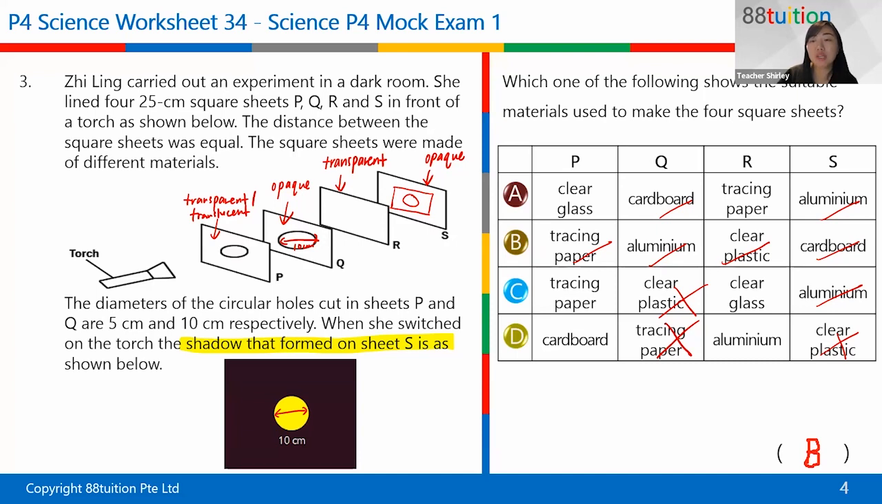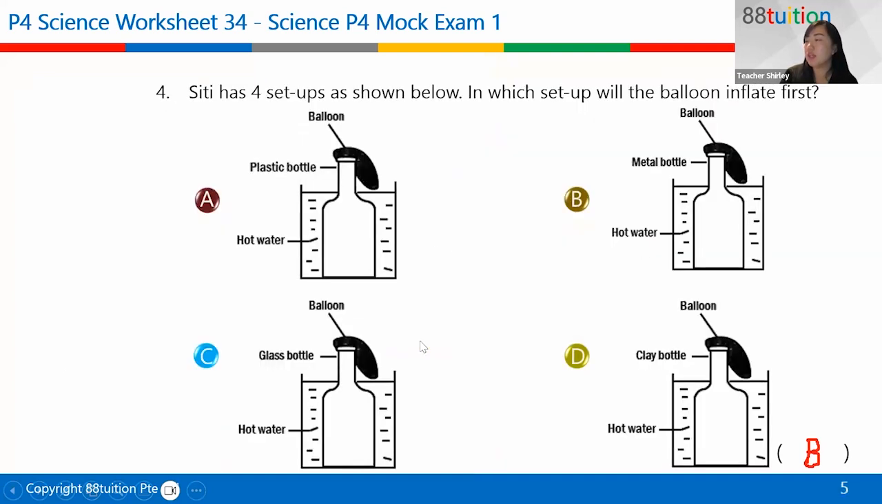So far, the questions we've been doing are all under the topic of light. Any questions? No? Okay, if there aren't, we're going to move on to the next one. This one is the heat topic. City has 4 setups as shown below. In which setup will the balloon inflate first?